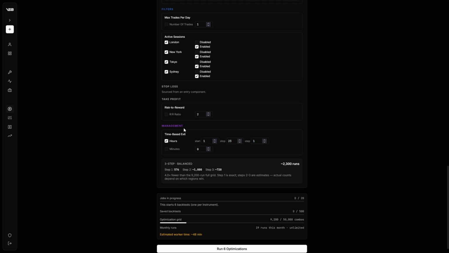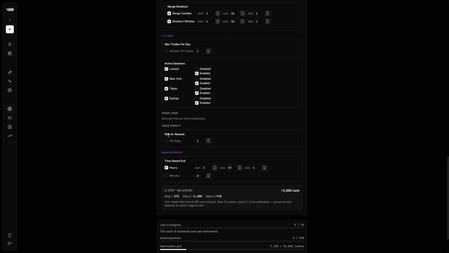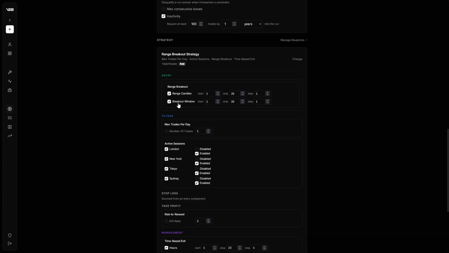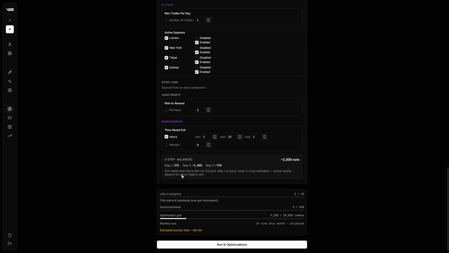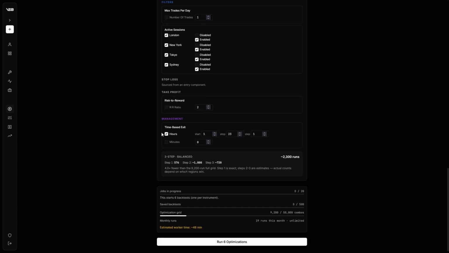Essentially, we are testing how long the consolidation period should be, how long after the consolidation period we allow breakouts to happen, when during the day the strategy should actually be active, and how long the trades should be held before they hit the stop loss or take profit levels.